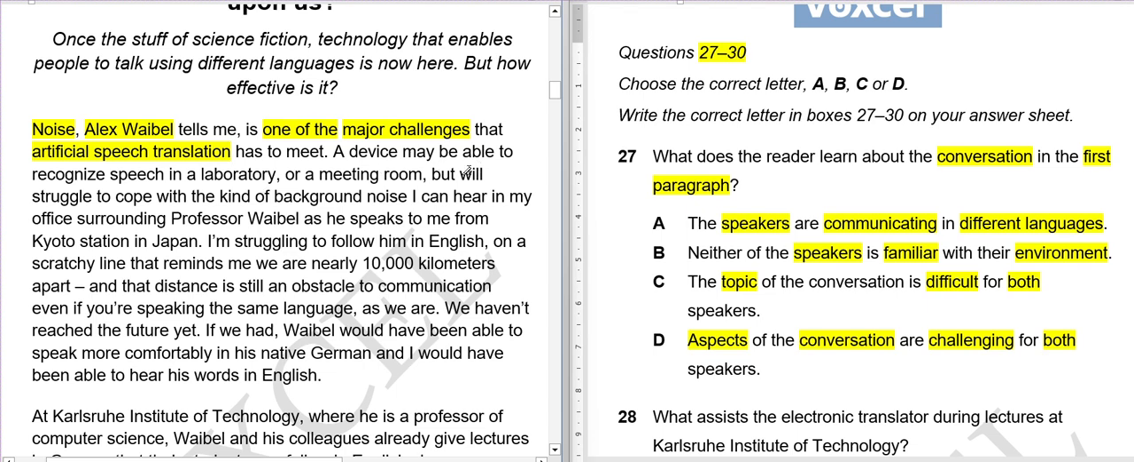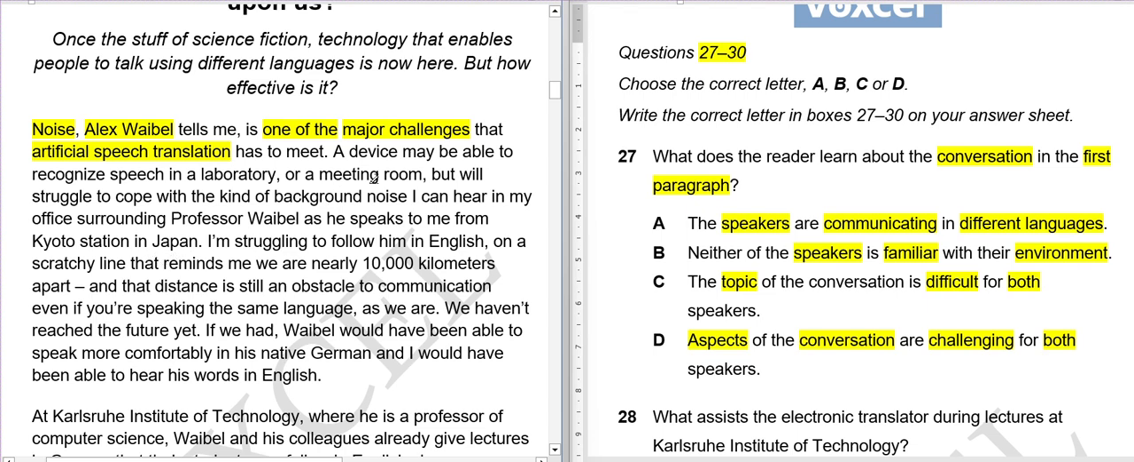A device may be able to recognize speech in a laboratory or a meeting room, but will struggle to cope with the kind of background noise I can hear in my office surrounding Professor Webel as he speaks to me from Kyoto Station in Japan.